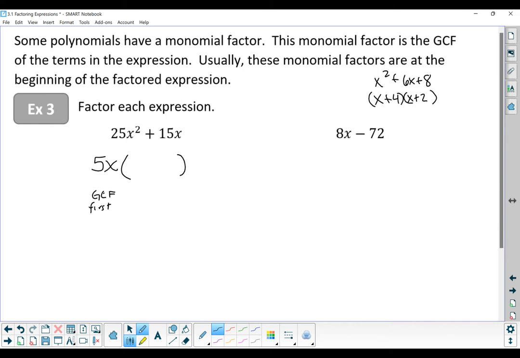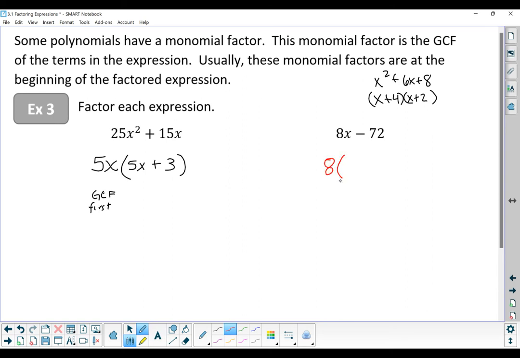And then I think about unmultiplying that from the binomial that's here. So I would need a 5x here, and you are kind of thinking about unmultiplying it. So I need another 5x here for that first term to be 25x squared. And then I would need a 3 in my second term for that to be a 15x. So this is called factoring out a GCF, and it gives me a monomial factor instead of two binomials. Sometimes it's just a number, and if there is a number in common, we do want to factor it out.